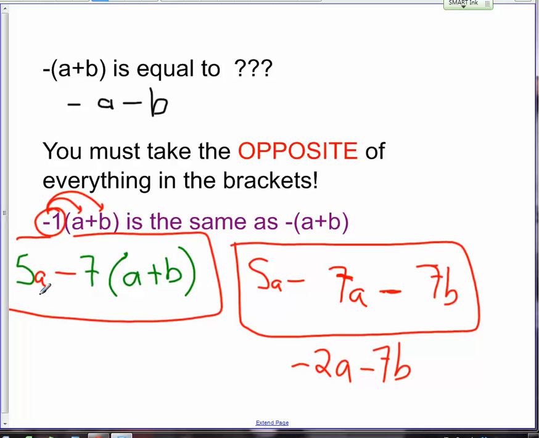And then we just practiced some where we had to distribute more than just -1. -7 times everything in brackets means -7 times a is -7a. -7 times b is -7b. And if I have 5a in front of it, now I can combine my like terms. So I have 5a minus 7a, which is a -2a, minus 7b. And I can't combine these because the variable parts are different. So they are not like terms.